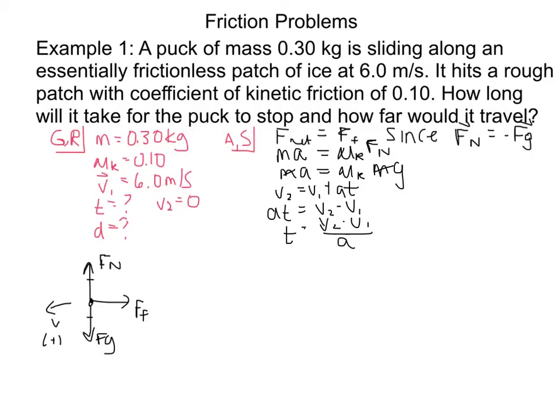And let's keep in mind up here that Ff is in the negative direction, so that means so is acceleration. So acceleration really is the negative of this value here. So time is v2 minus v1 over negative mu k times acceleration due to gravity. I just realized I didn't actually put acceleration due to gravity in here. And that means now I can solve for t by substituting in.